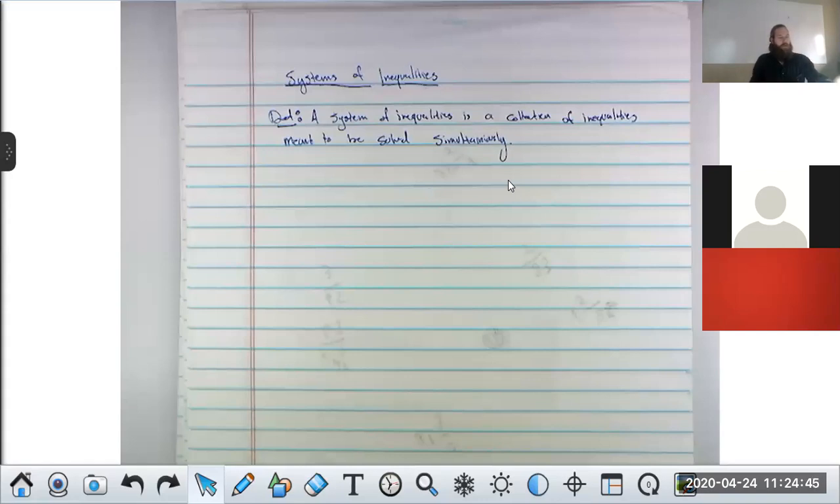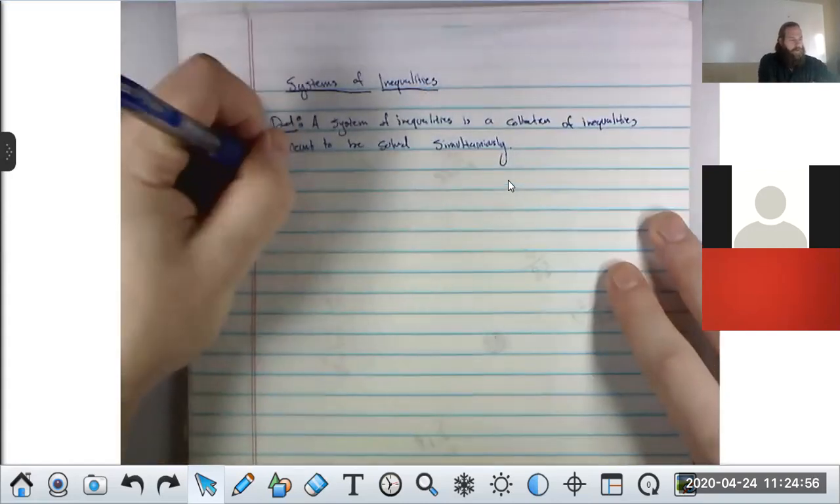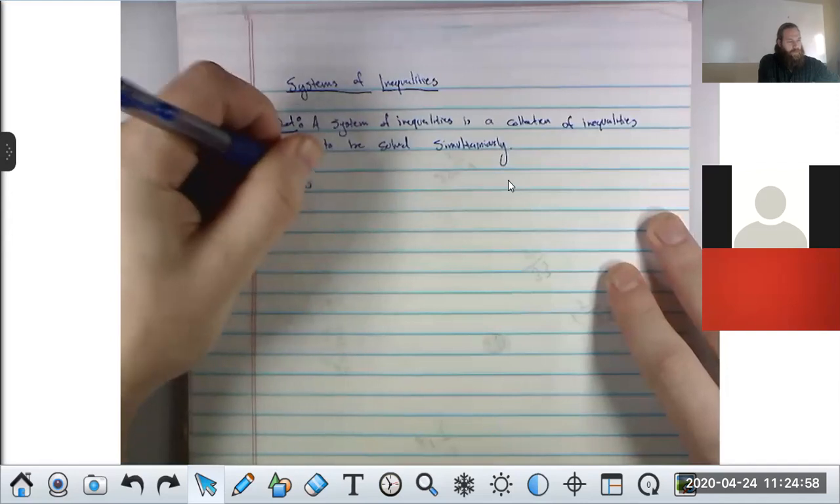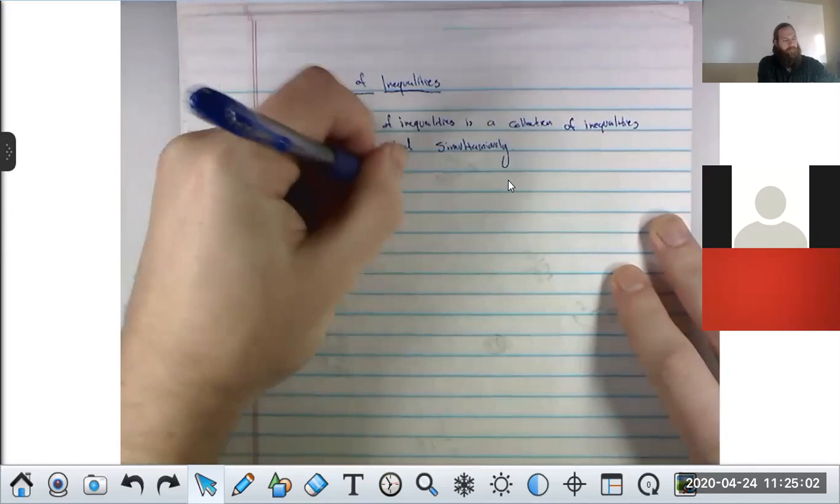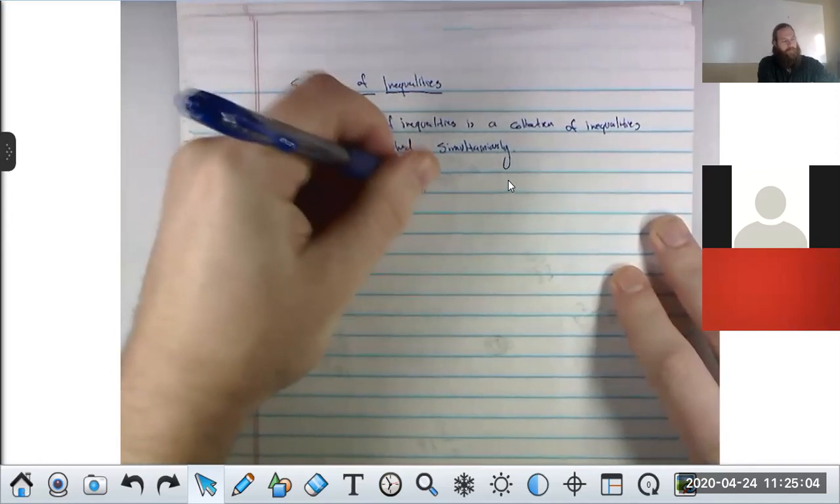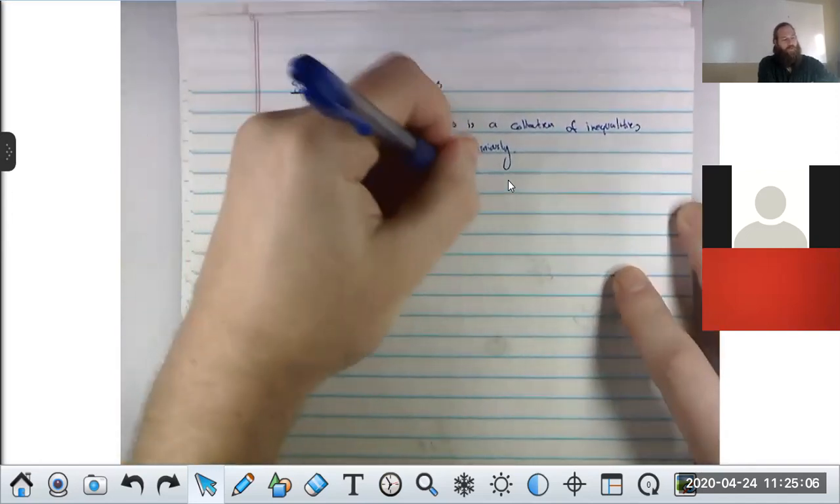So in order to talk about a system of inequalities, we need to be comfortable with just regular inequalities. And we've looked at inequalities in one variable, but we've never really looked at inequalities that have two variables. So I want to do a quick review of linear inequalities in two variables.